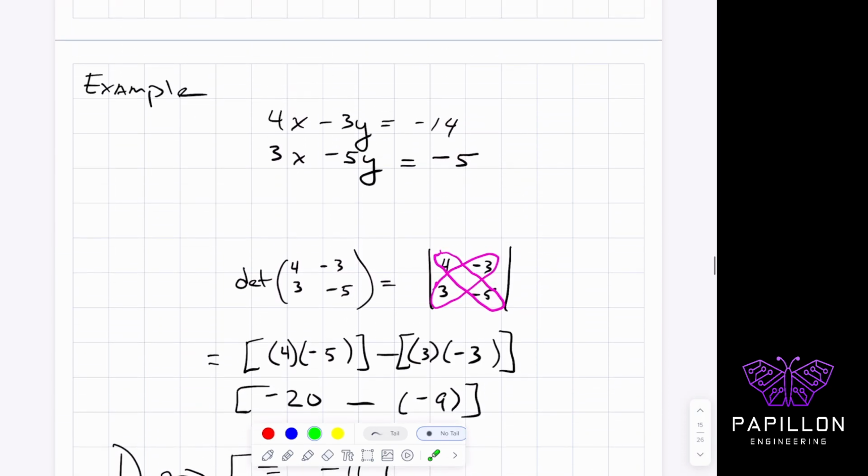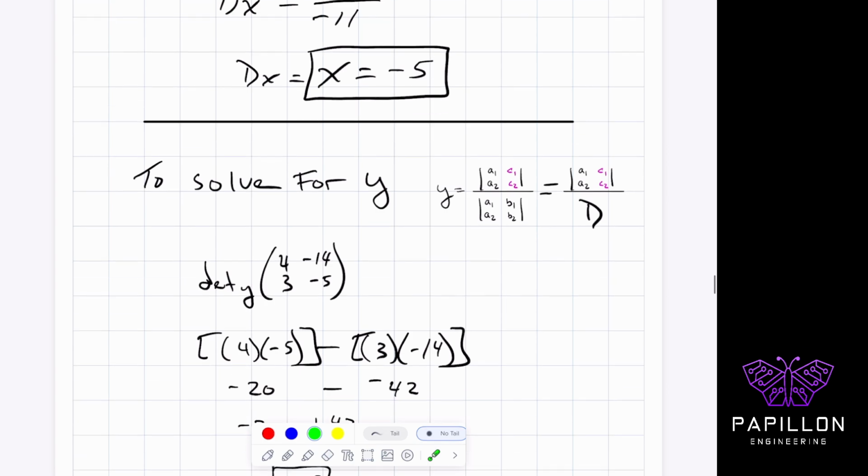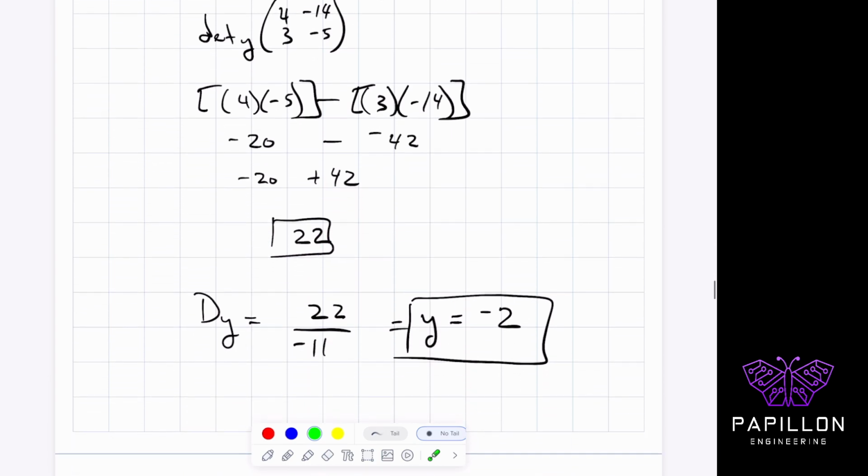So in this particular problem, I can put in x equals minus 5. And I'll repeat that again. If I want to solve for y, I'll do the same. It'll be A1, A2, C1, C2 as my matrix. So for this particular problem, it's going to be 4 times minus 5, minus 3 times minus 14. So I'm left with minus 20 minus 42, and I get back minus 22 over minus 11. So when I solve for y, I'm left with a value of negative 2.